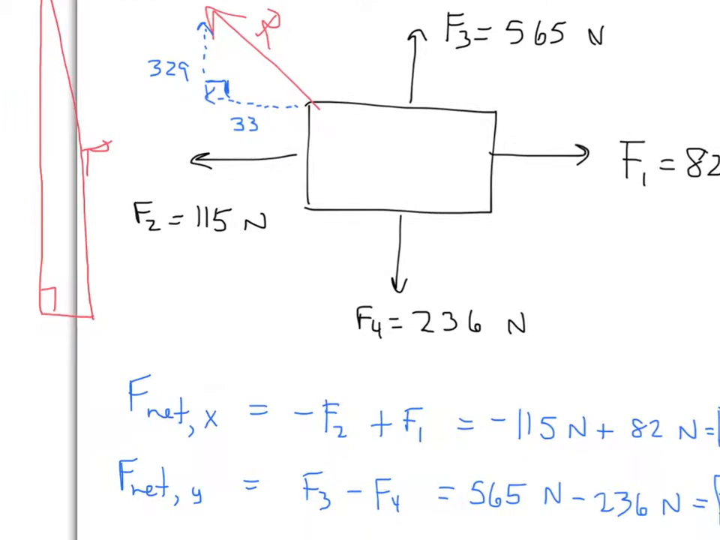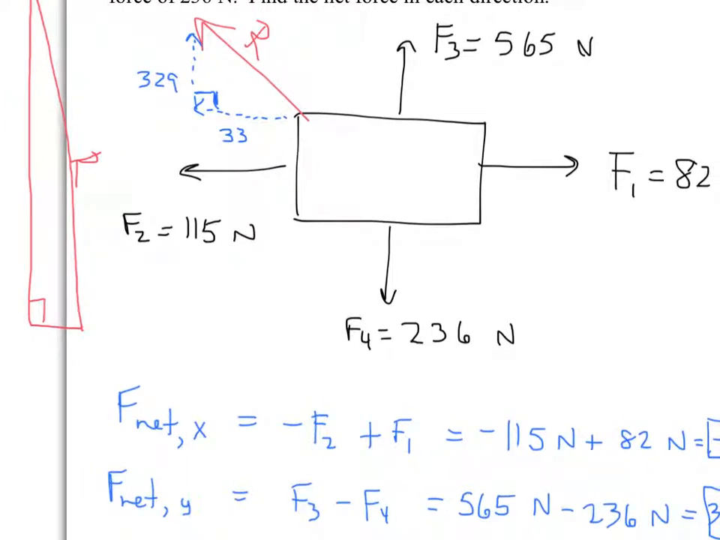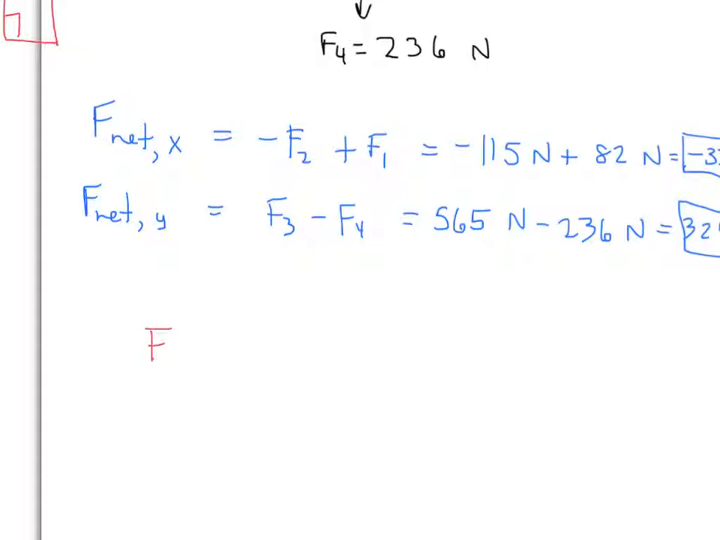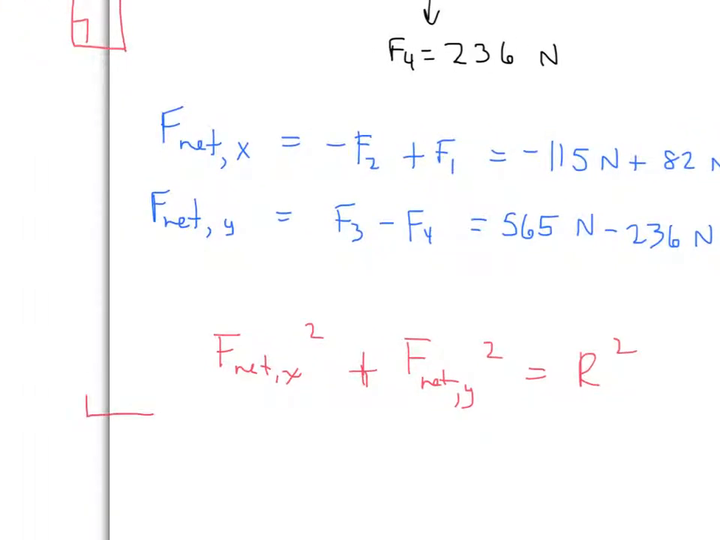How would I figure out that hypotenuse now that I know the sides of the triangle? Yeah, so for me, A squared plus B squared equals C squared. This is how I'm thinking about it. This is the triangle again: this is F net x, this is F net y, and this is R. So we take F net x and F net y, square them individually, and add them together to get R squared. How do I get R in the end of this whole thing? I don't want R squared, I want R.